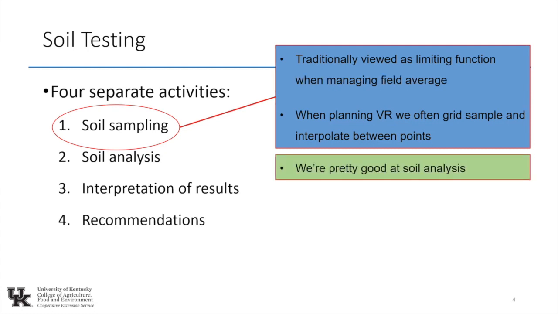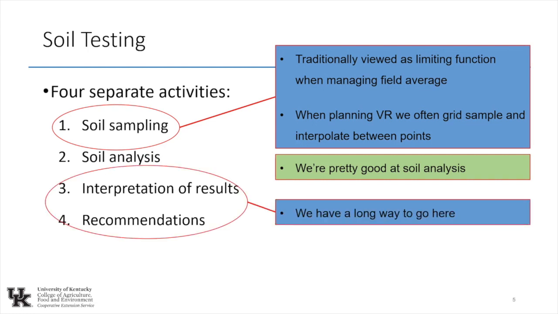I won't be covering soil analysis, which is the second step when you send the soil off to the lab, because in general, we're pretty good at soil testing, soil analysis. The last two steps, interpretation of the results and recommendations, are based on correlation and calibration. And I'm going to spend a fair amount of time talking about this during this presentation because we have a long way to go here when it comes to site-specific management or precision agriculture.